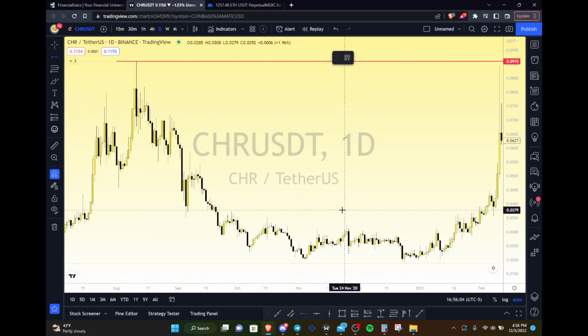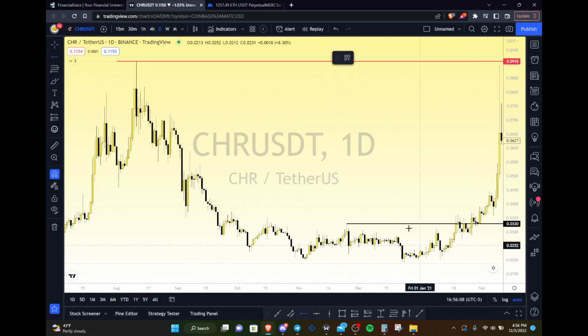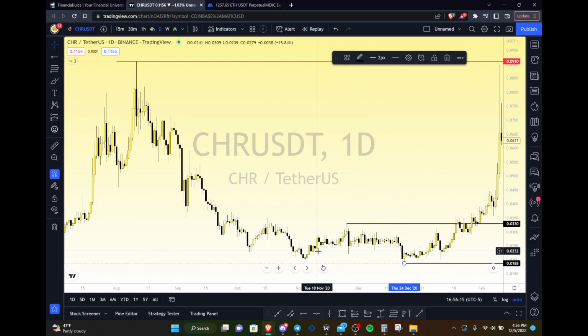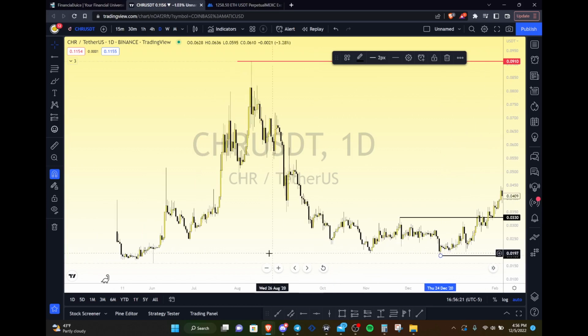Let's make this a weekly time frame, because it'll be clear on the weekly as well. So about 3.033, and then the lows of this consolidation is right here at 0.0188. So that's where you will see price probably get to next.